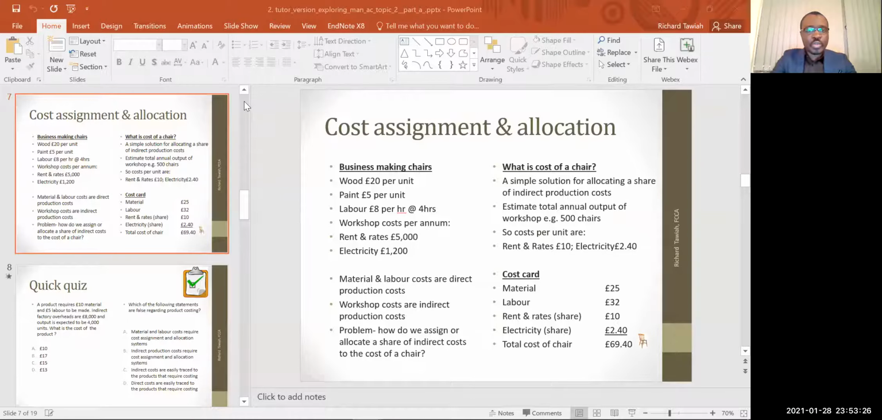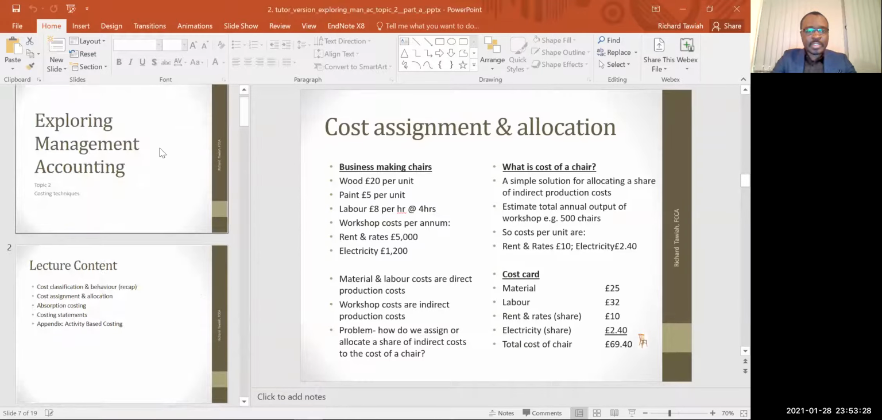We are building upon the last session. We talked about cost classifications. In this study, we are going to ask, how do we absorb or how do we infuse any indirect cost into our total product cost? So that's what we are going to look at in this particular session.